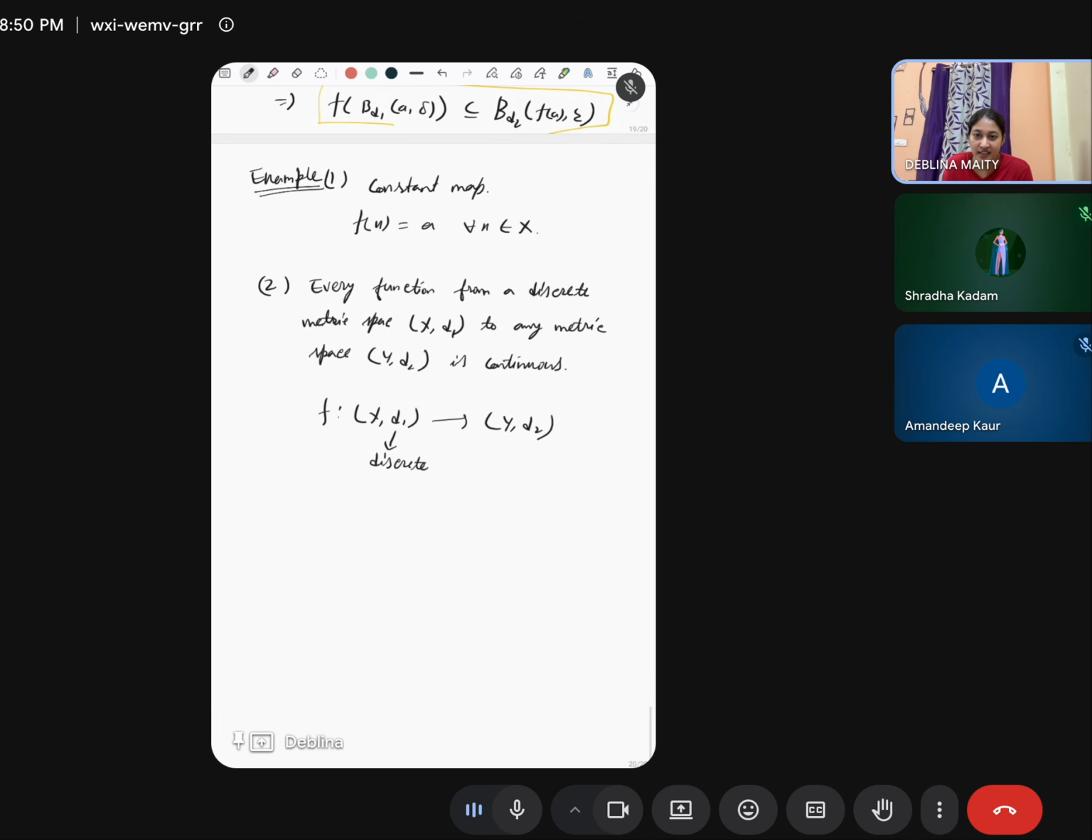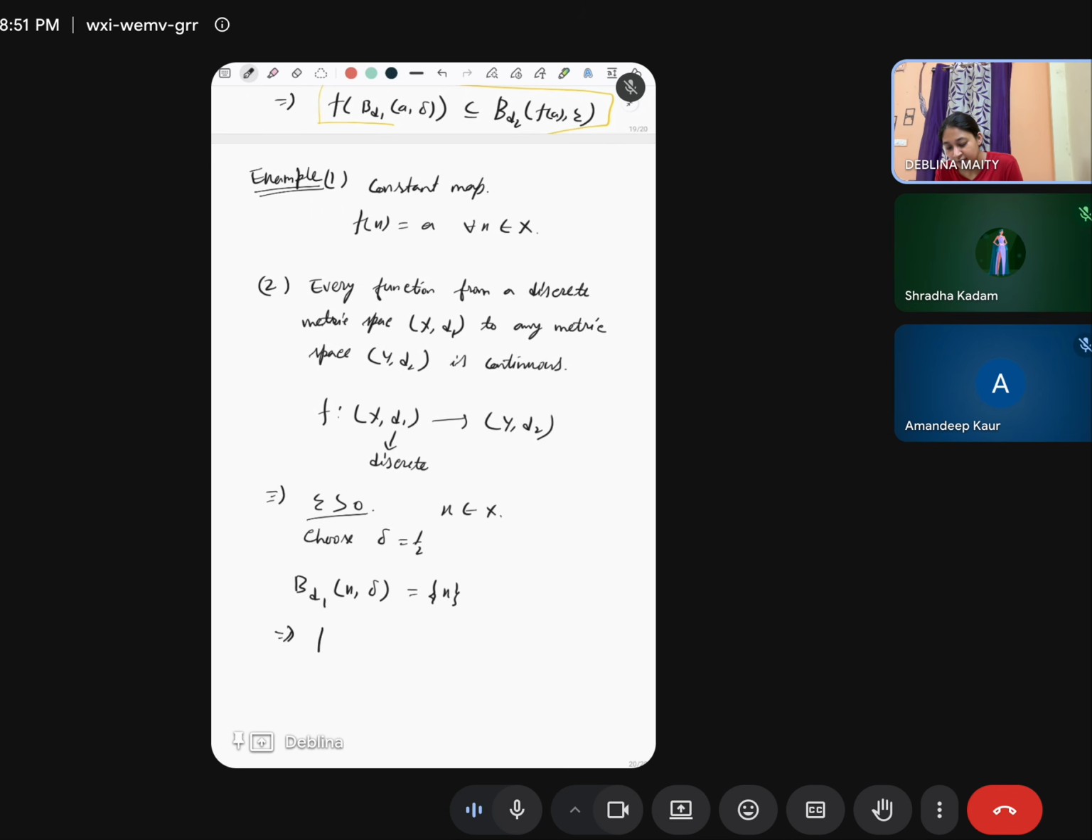First I will prove it by the epsilon delta definition. So epsilon greater than 0 is given, and we have to find some delta. So choose delta half. You can choose delta as any number which is less than 1. Then what about B_d1(x, delta), where x belongs to X? Since this is the discrete metric, B_d1(x, delta) will be only {x}.